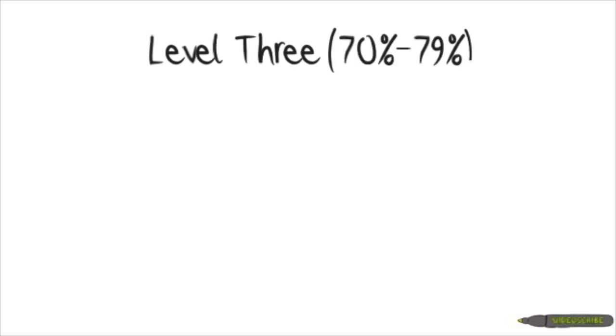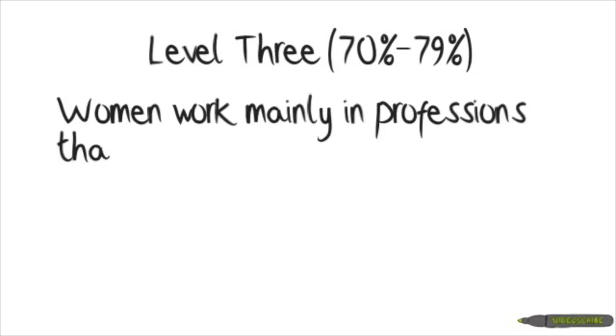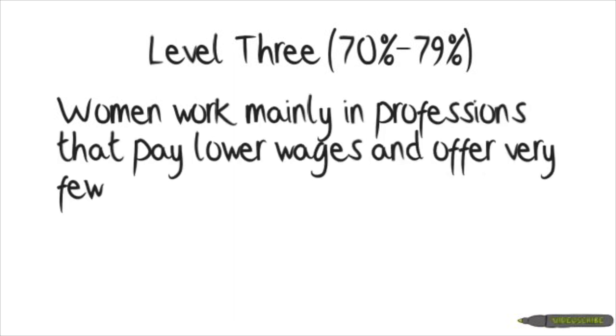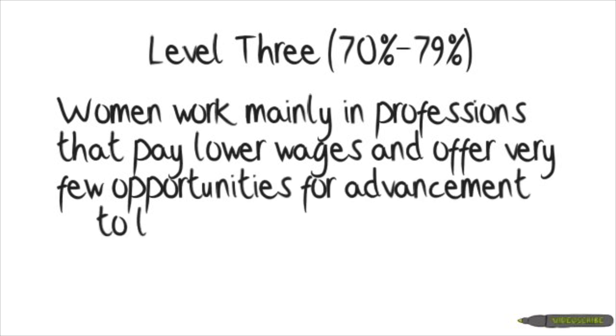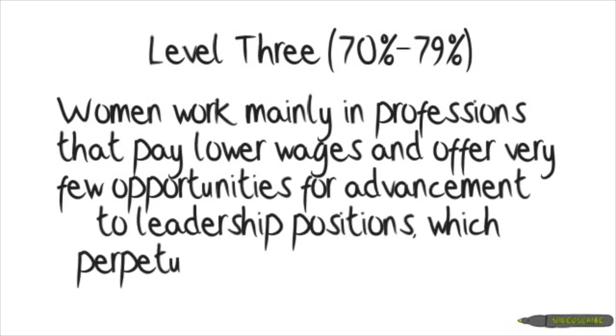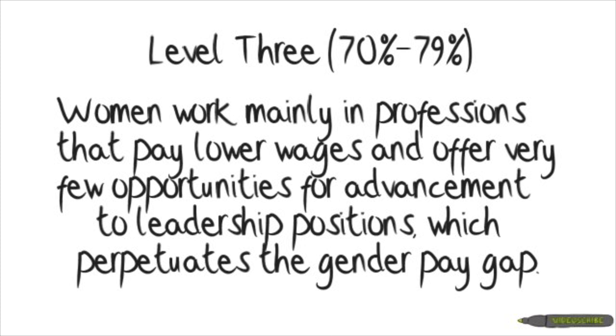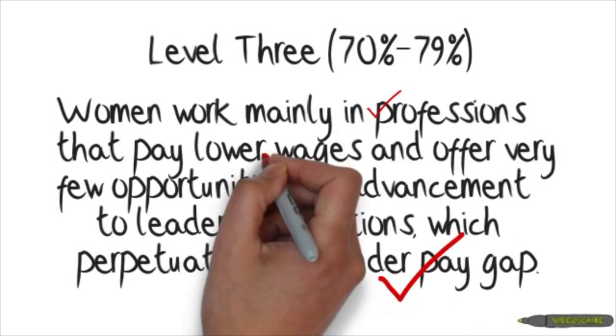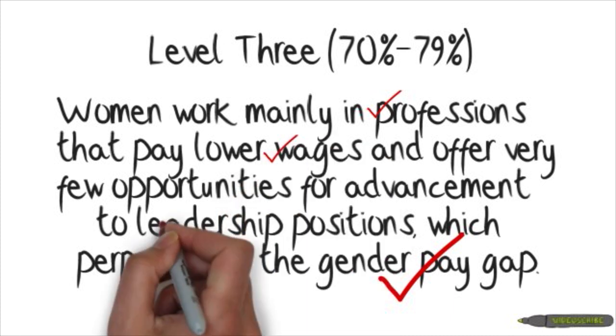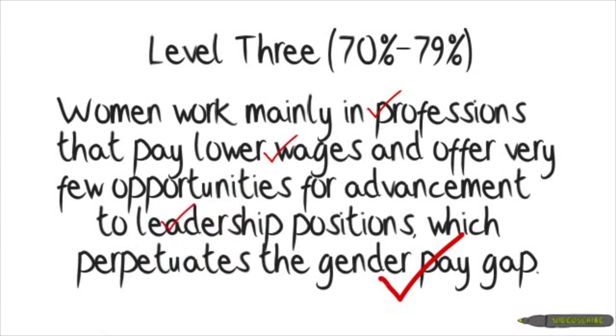Okay, a level 3 thesis statement could sound something like this. Women work mainly in professions that pay lower wages and offer very few opportunities for advancement to leadership positions, which perpetuates the gender pay gap. So we've got our position, and again, we do have 3 supporting arguments in our thesis. And we're starting to show an organized sequence of arguments that prove our position. But we have to ask ourselves, could it be better?